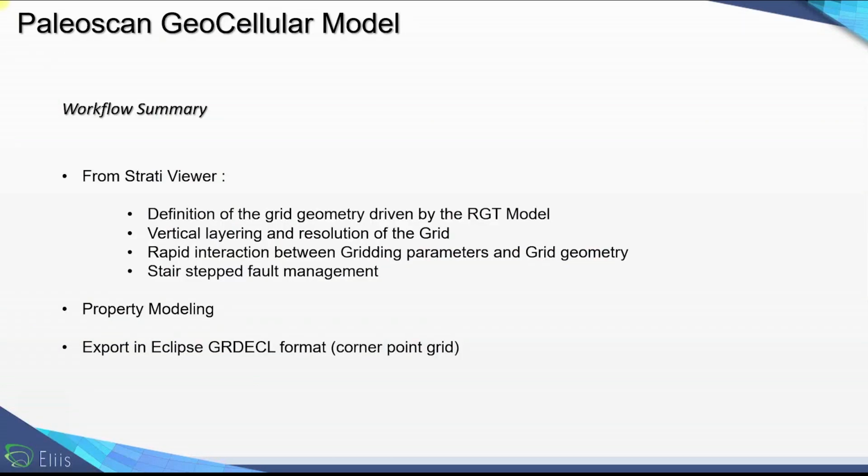So just a bit of zoom in. So here, for example, you can clearly see that the geometry of the RGT model, that is itself constrained by our interpretation of the seismic, is well preserved. So this way we're actually preserving the accuracy of our interpretation into the geocellular grid.